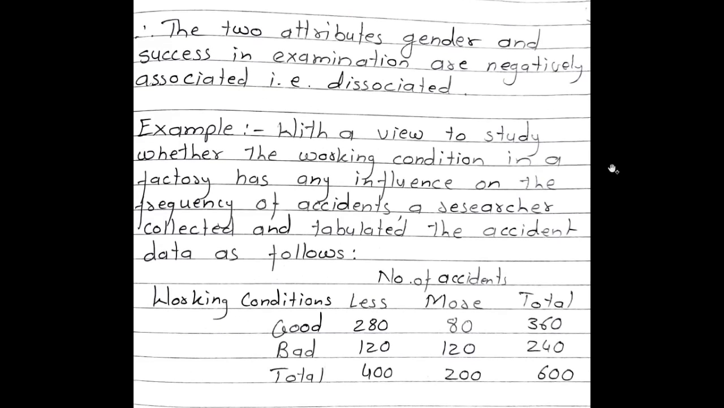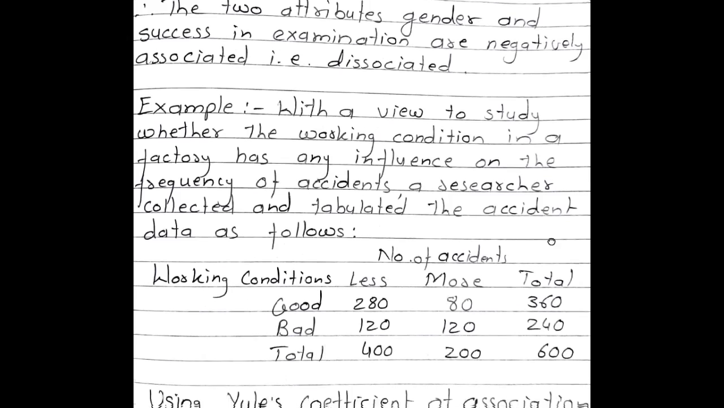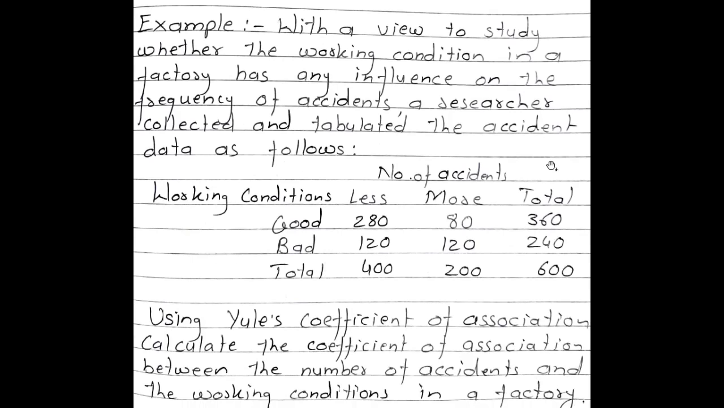With a view to study whether the working condition in a factory has any influence on the frequency of accidents, a researcher collected and tabulated the accident data as follows. Working conditions are good, bad and total. Total we have to find. Number of accidents less and more. So it's a 2x2 contingency table.